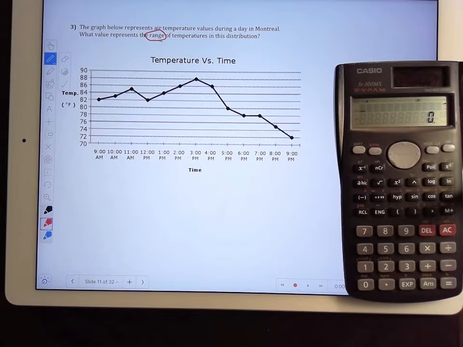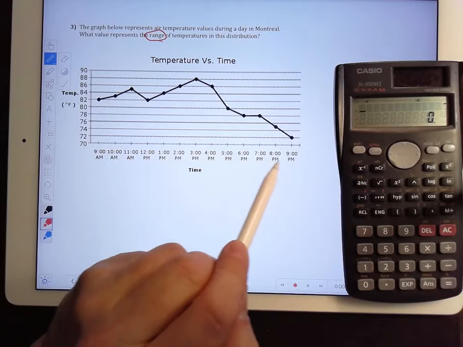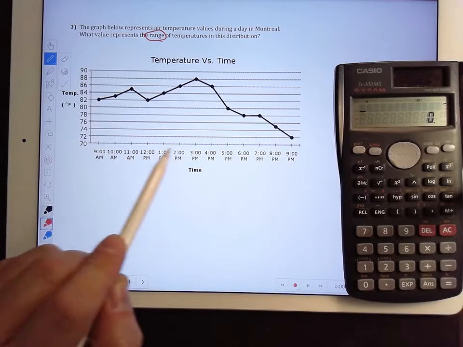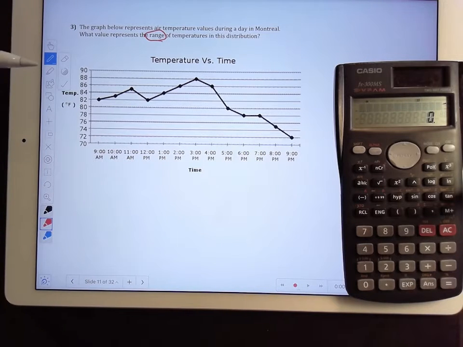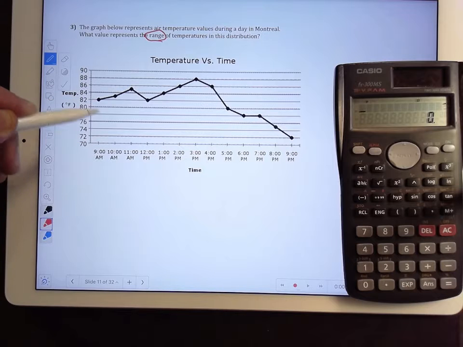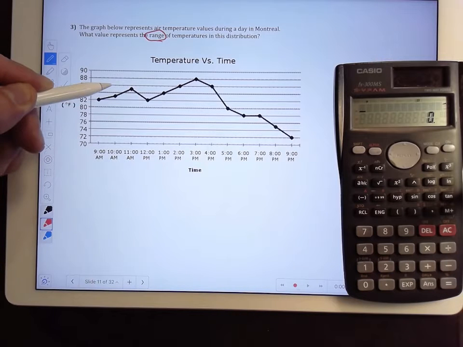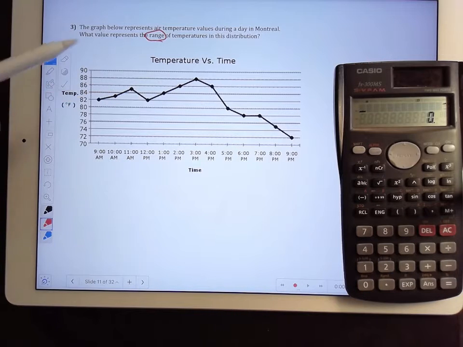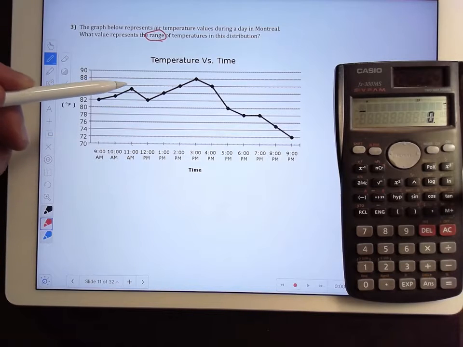And this time, instead of putting all the different temperatures that were being measured over the course of the day, being shown here on the x-axis, instead of putting them in a list, we're going to read them right off of the graph. And so you can see some data points here. At 9 a.m. it was 82 degrees. At 10 a.m. it was about 83-ish. 11 a.m. we got it up to about 85.